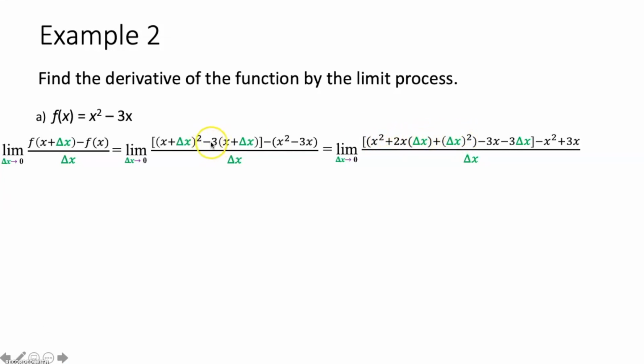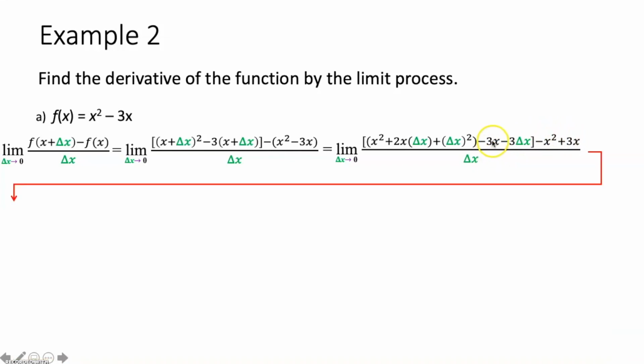Then over here, we distribute this negative 3 to the x and to the delta x. Over here, we can distribute the negative 1 to the x squared and to the negative 3x. So we get minus x squared plus 3x. Now let's start simplifying some stuff. If we combine like terms, the negative 3x and the positive 3x cancel each other out. The x squared and the negative x squared cancel each other out.